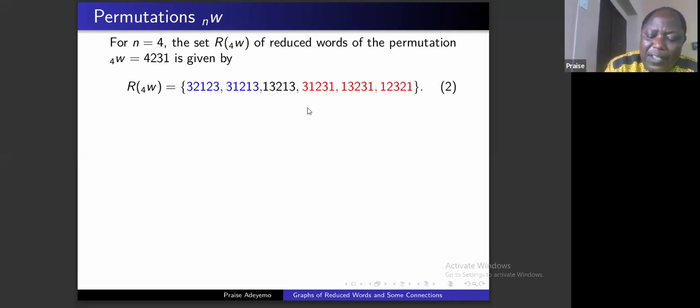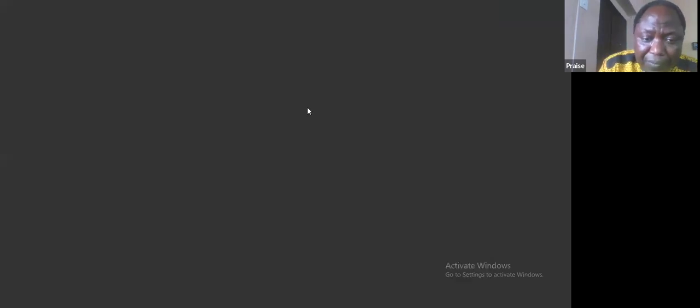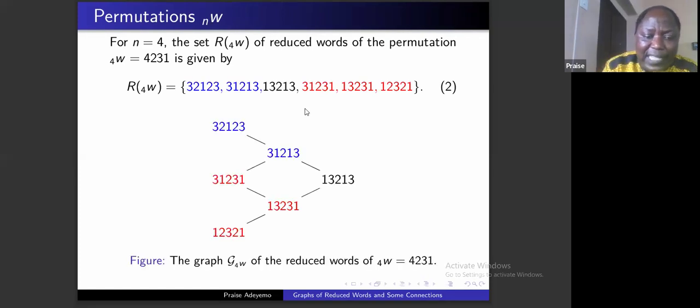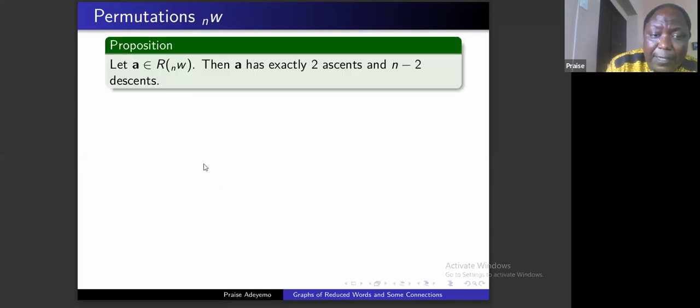So for n equals 4, we can actually compute that. But what about n equals 10? What about n equals 15? So we actually need a formula to do the counting, and we also need to understand what this formula encodes, if we have time. Now, this is the graph of the reduced words for n equals 4. This is the structure of the graph.